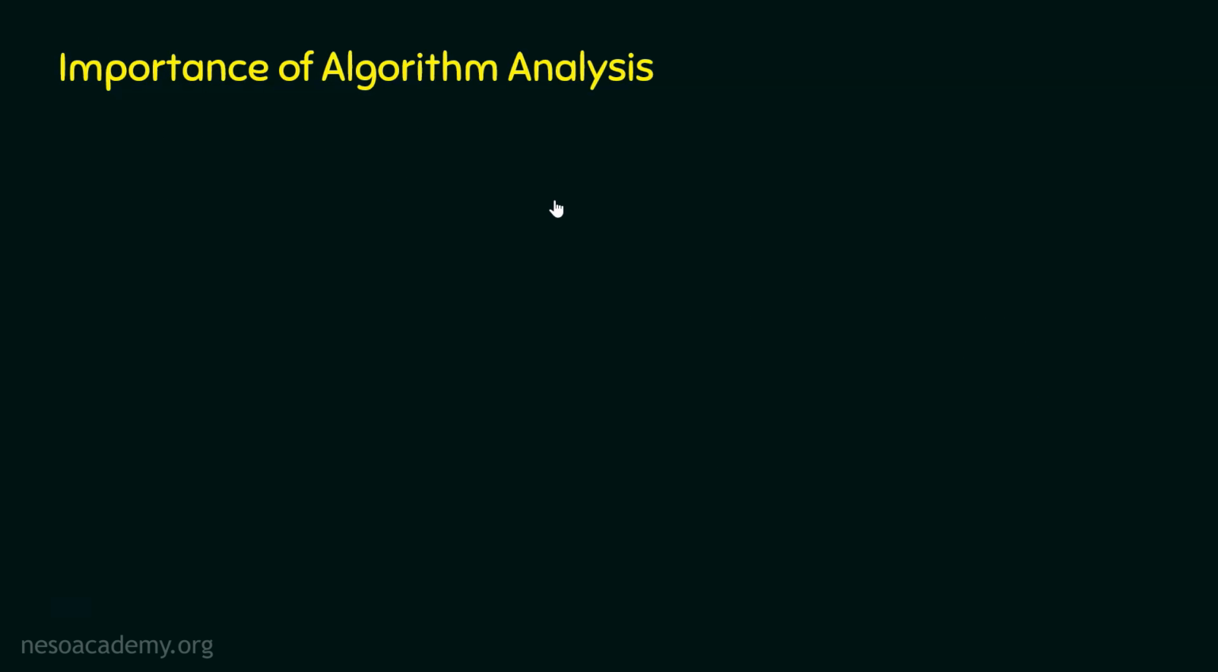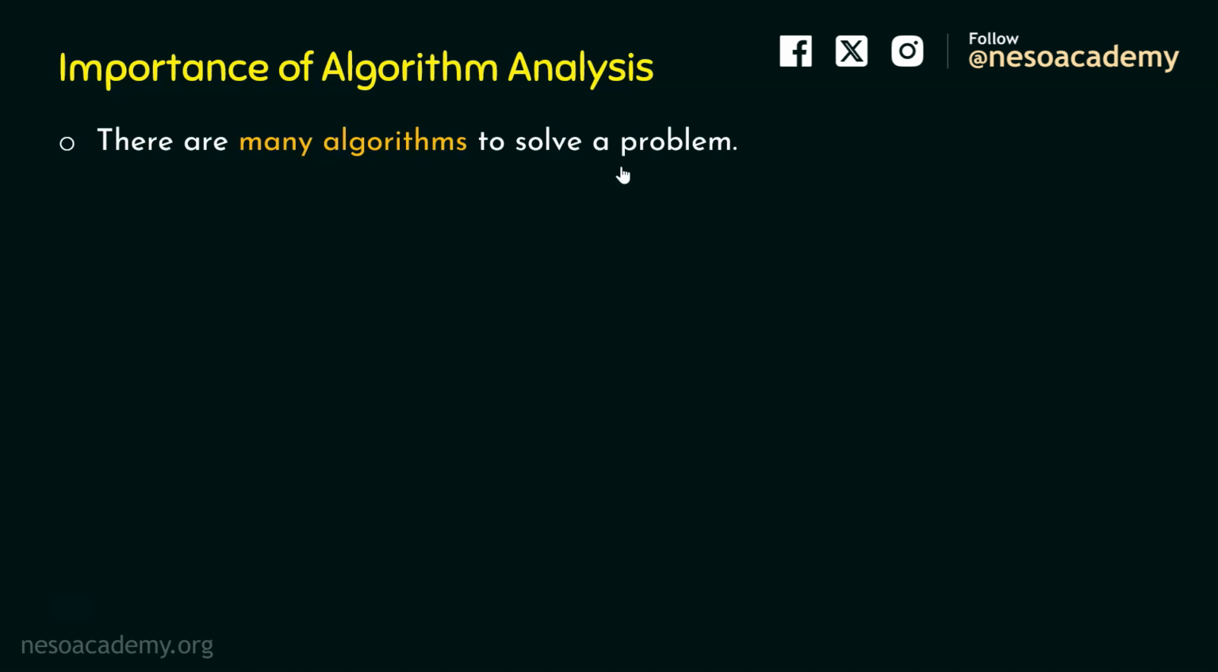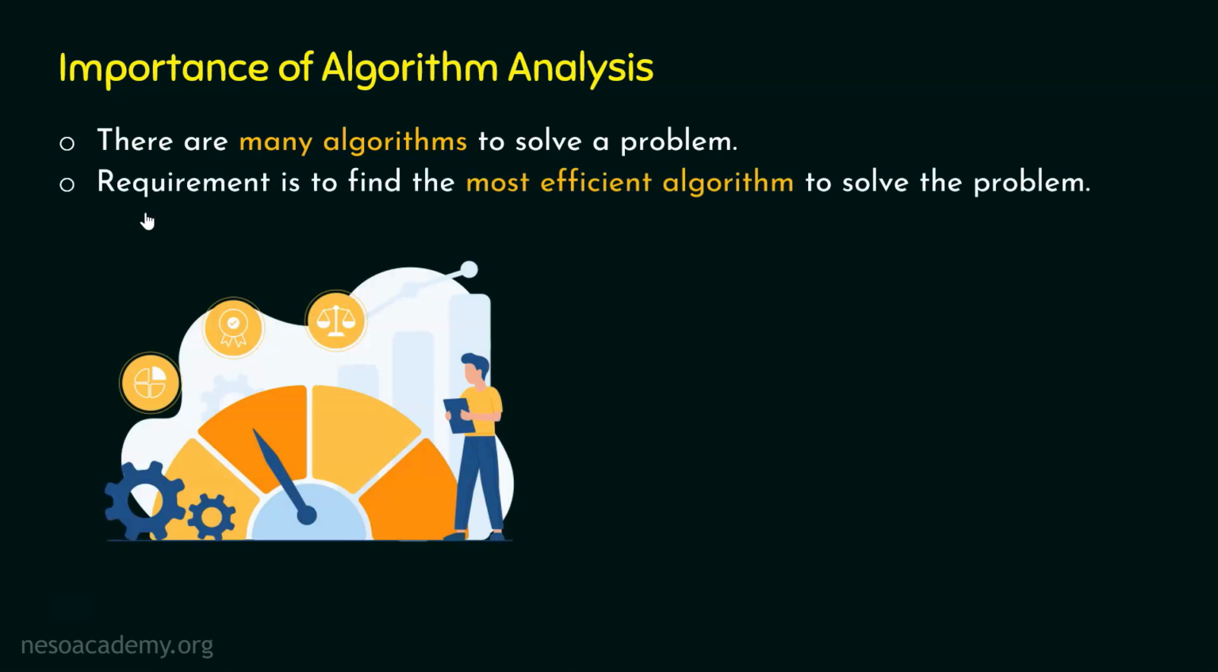So why do we analyze our algorithms? The reason is pretty simple. There are many algorithms to solve a problem. Suppose we have a problem and we want to solve that problem, but there are many algorithms available to solve that problem. Out of those algorithms, we need to select one algorithm to solve that problem. Now, which algorithm will you choose? The requirement is to choose the most efficient algorithm out of all the algorithms available. So the requirement is to find the most efficient algorithm to solve the problem.